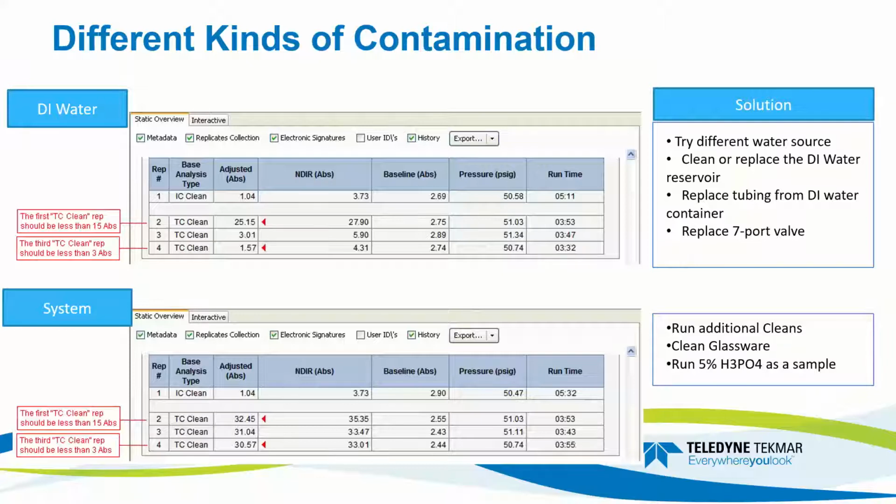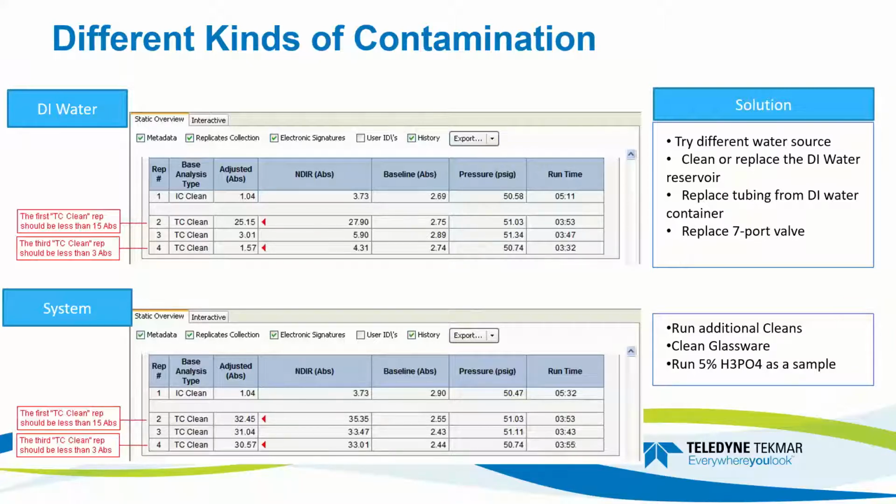So the top is an example of what it looks like if your reagent water is not clean enough. It will start out high, greater than 15 ABSs for the first TC rep, but by the third rep, it will start to look normal. So that's something we need to keep into consideration.